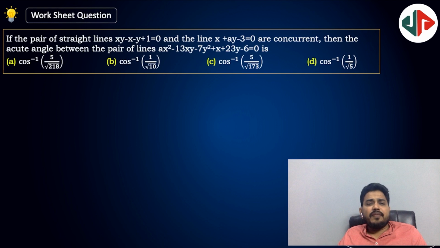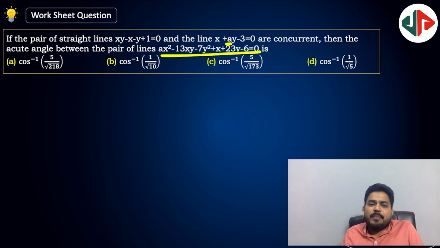If the pair of straight lines and the line are concurrent, then the acute angle between this. So from these things, you need to get the a value, and that a value you need to apply for this.